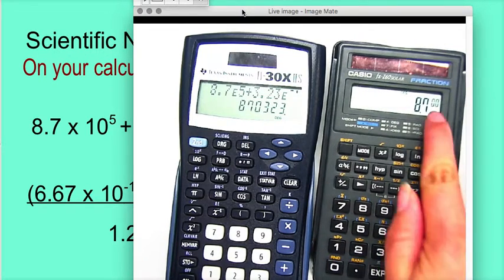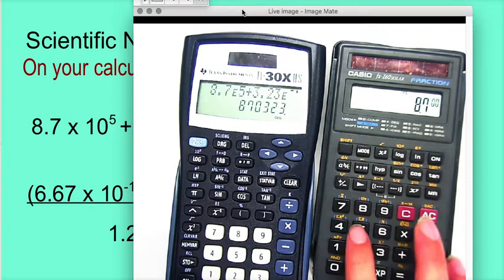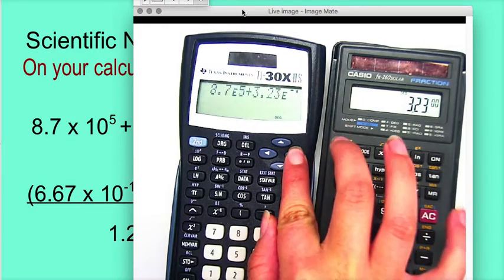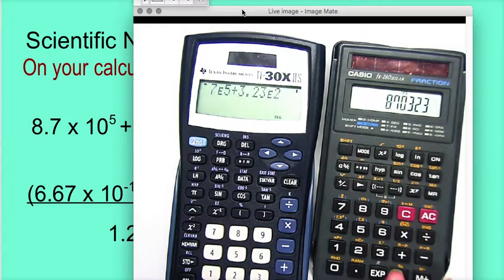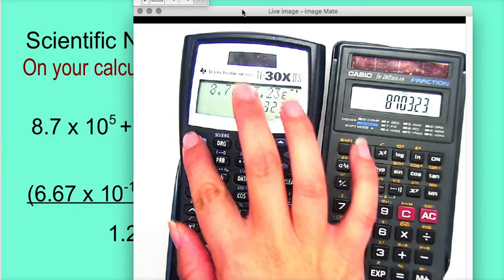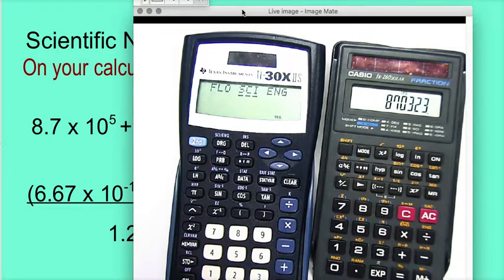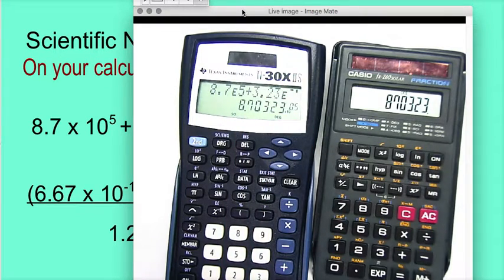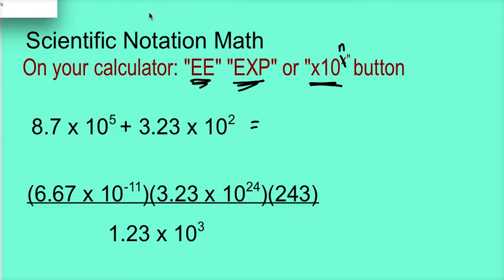On this calculator, 8.7, it has the EXP button. And that takes me up over here. So 8.7 times 10 to the 5th plus 3.23 times 10 to the 2nd, and it gives me that number right there. A lot of calculators, you can change the mode. If you ever see SCI, that's scientific mode, so it will actually give you the number in scientific notation.